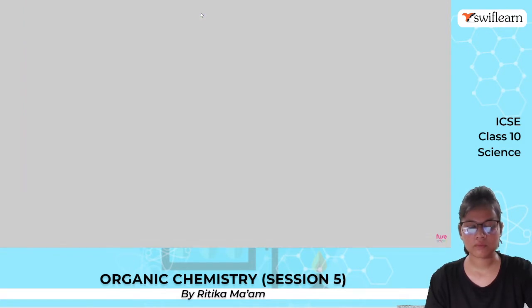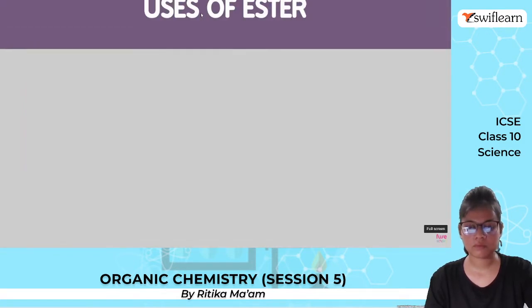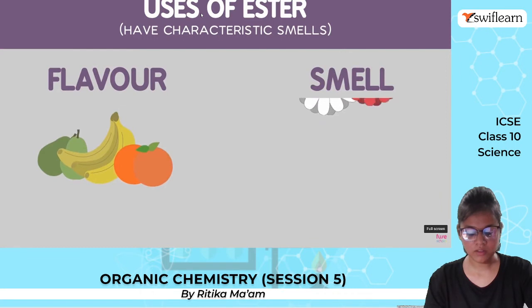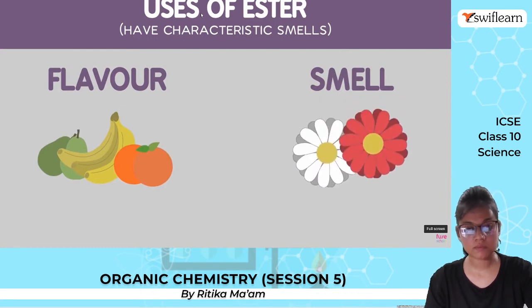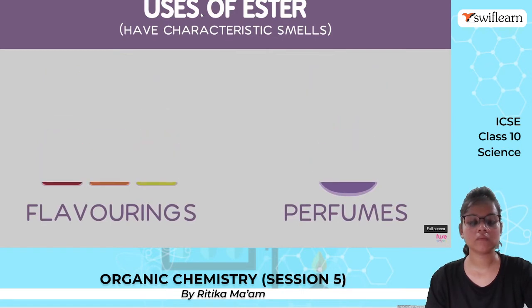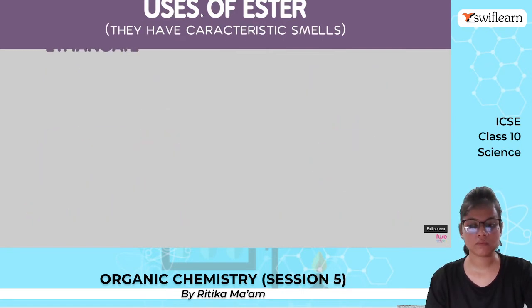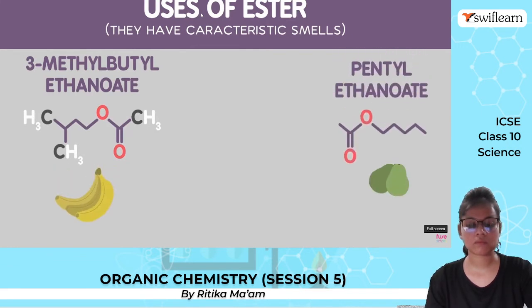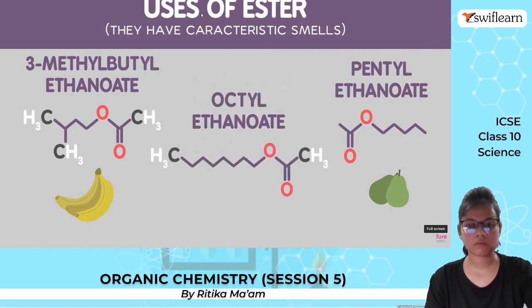Now, let's take a look at what esters are actually used for. Esters have characteristic smells and are responsible for the flavour of foods and smell of flowers. They are therefore useful as flavourings and perfumes. Some examples of esters, together with their smells, are 3-methyl-butyl ethanoate, bananas, pentyl ethanoate, pears, and octyl ethanoate, oranges.